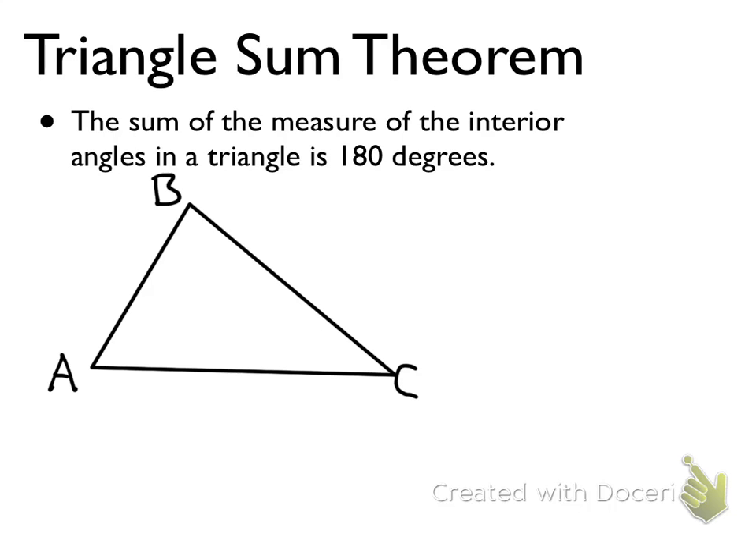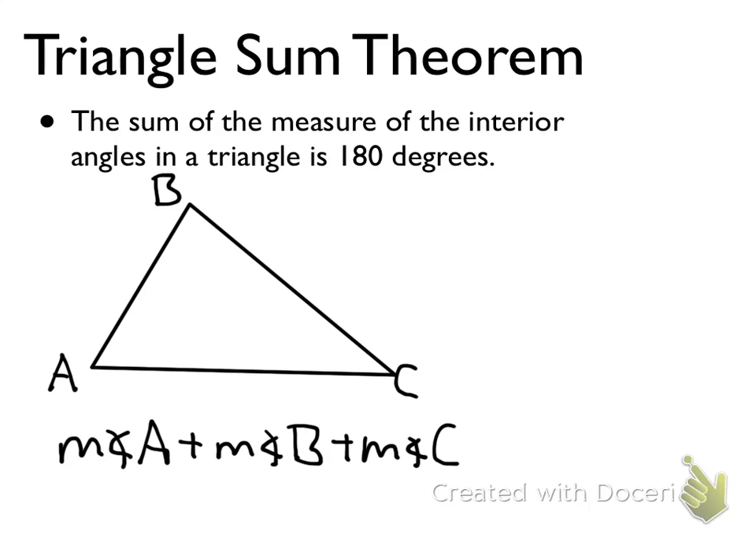Those three angles will always add up to 180 degrees. You cannot create a triangle where the sum of the angles is not 180 degrees. And that's a nice rule to have because we know it's always going to work. So what we're saying here is that the measure of angle A plus the measure of angle B plus the measure of angle C equals 180 degrees.